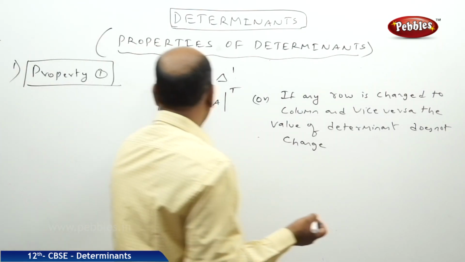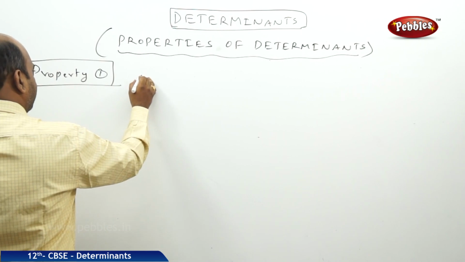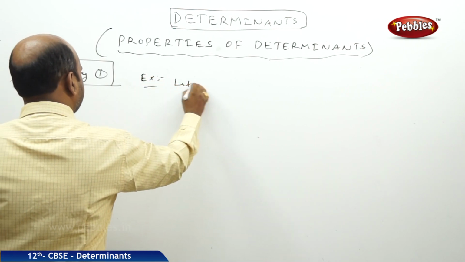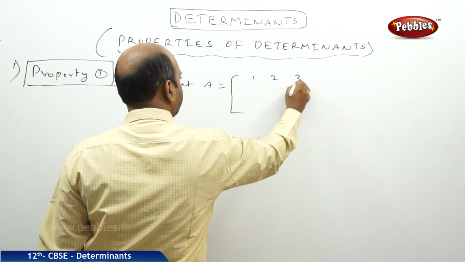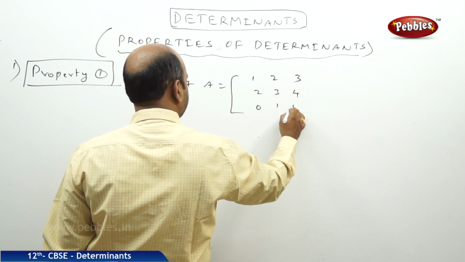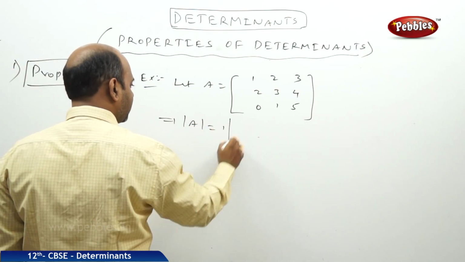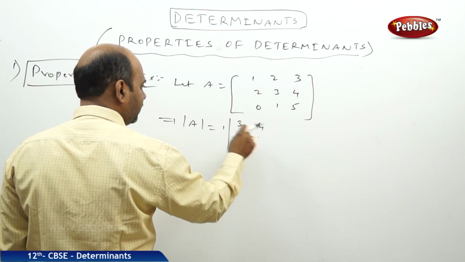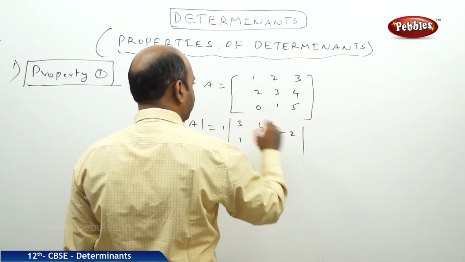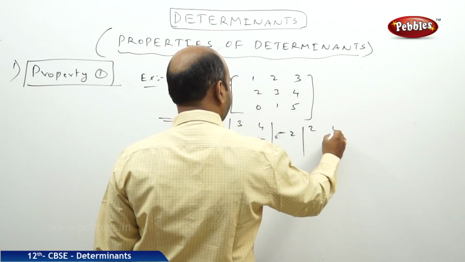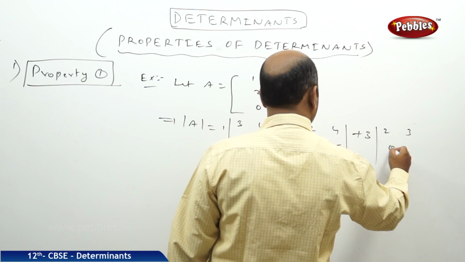I go by an example to show that det A is equal to det A transpose. Let capital A be the matrix 1 2 3, 2 3 4, 0 1 5. I try to find its determinant. 1 into its minor, 3 4 and 1 5, minus 2 into its minor, 2 4 and 0 5, plus 3 into its minor, 2 3 and 0 1.